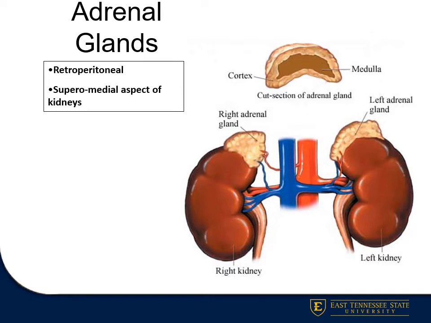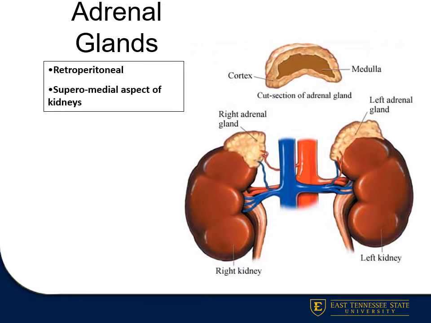Moving on to adrenal glands. Again, the adrenal glands are retroperitoneal. They sit on the superior medial aspect of the kidney, so the upper and medial aspect of the kidney. So that makes them retroperitoneal. The adrenal glands also have a cortex and a medulla, which we'll see again in a few minutes real briefly.